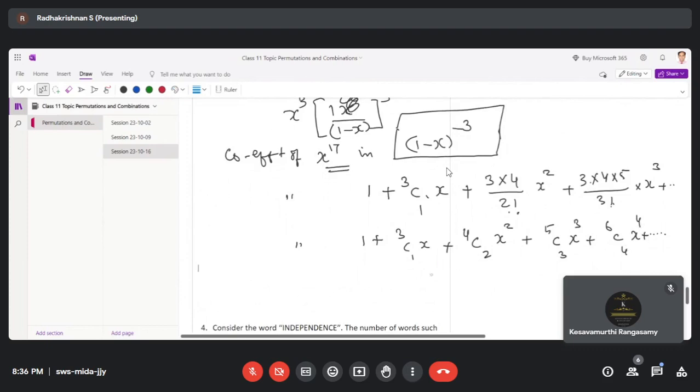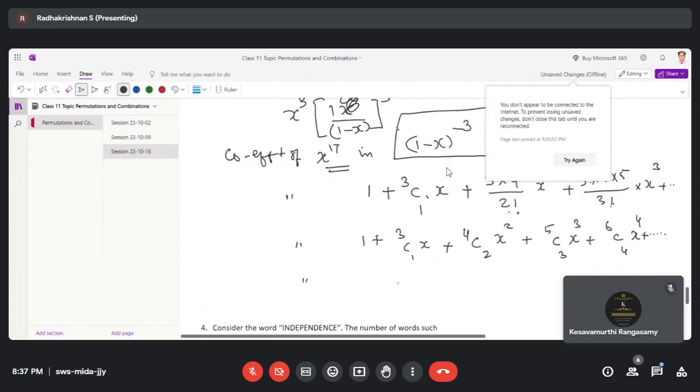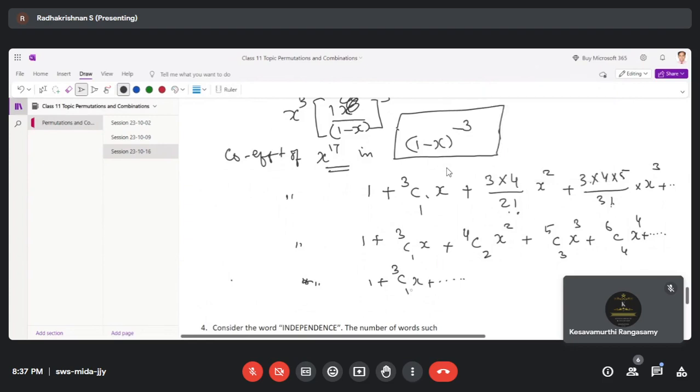So x power 17 means coefficient of 17. I'll try to write it. When it is x power, this is 17. So the lower number will be 17, the upper number will be plus 2. So you see the pattern, right? So if you see like that.